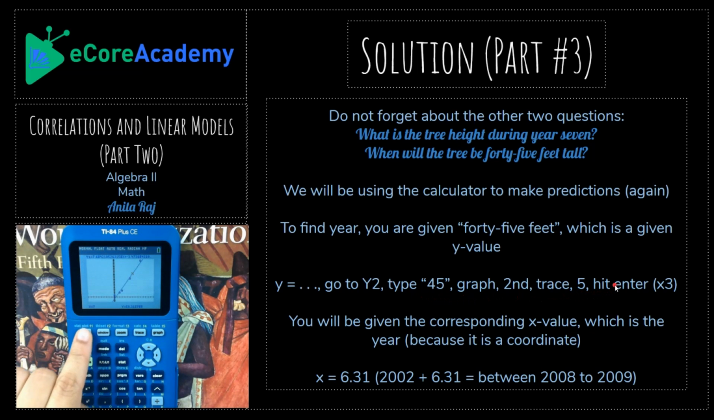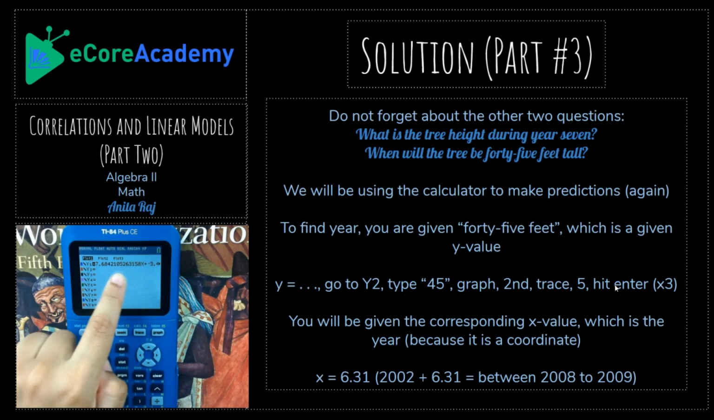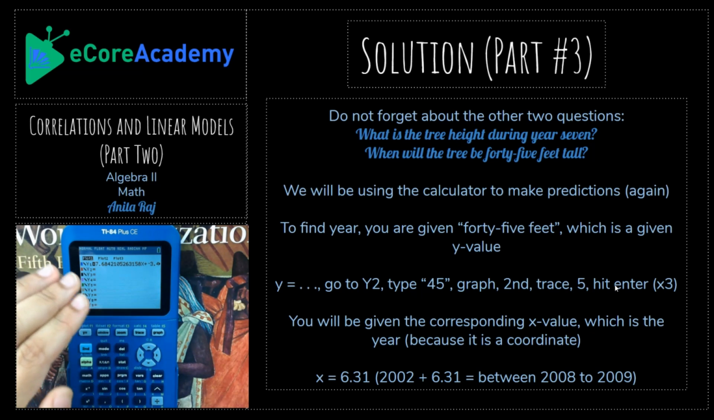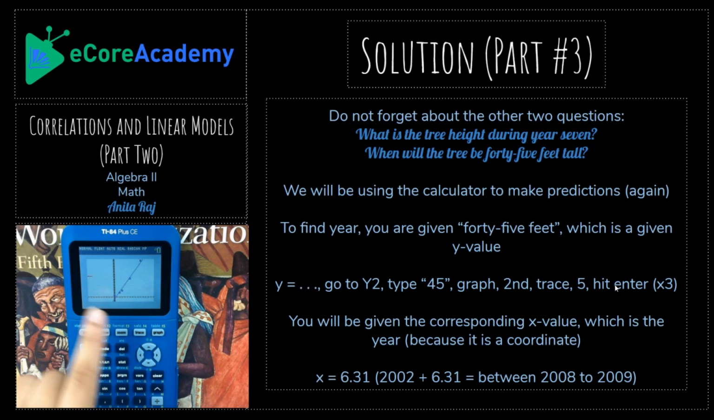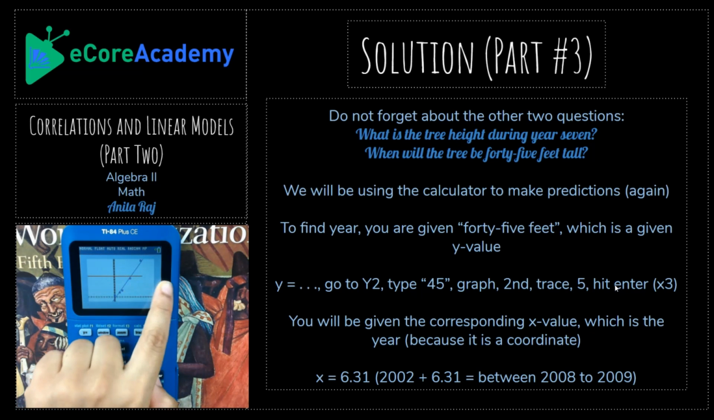I'm hitting y equals, and then the down arrow to go to y2, because in my y1 I already have the line of best fit equation. I don't want to tamper with that, so I'm going to y2, where my cursor is blinking. I type 45, just 45, because I want to graph a horizontal line. Then I hit graph, and you see that red line, which is my horizontal line.